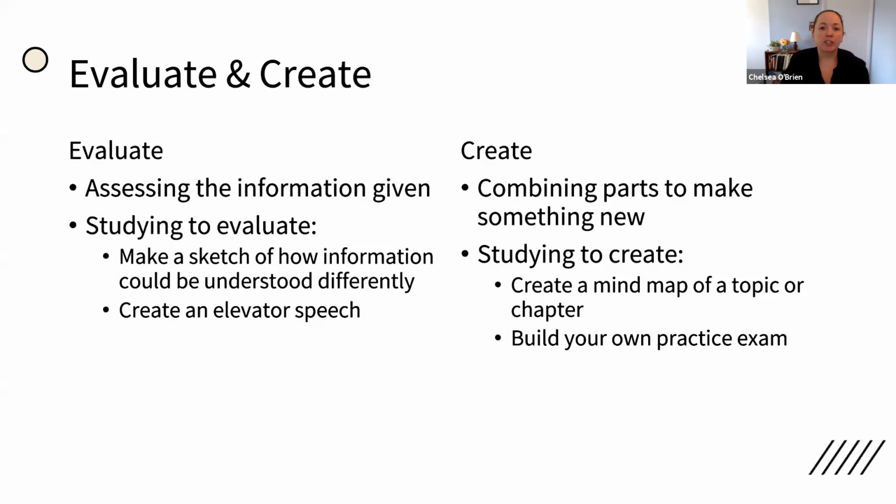The final 2 are evaluate and create. So evaluate means assessing the information you're given. And you can study for this by making a sketch of how information could be understood differently. So if you're reading an article, for example, or listening to a YouTube creator, or even reading a video game review, talk about the different ways that that information could be understood based on different people's perspectives.